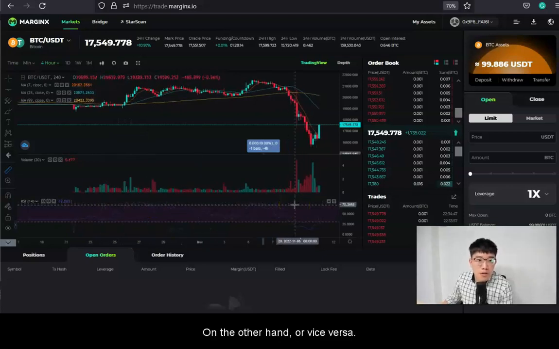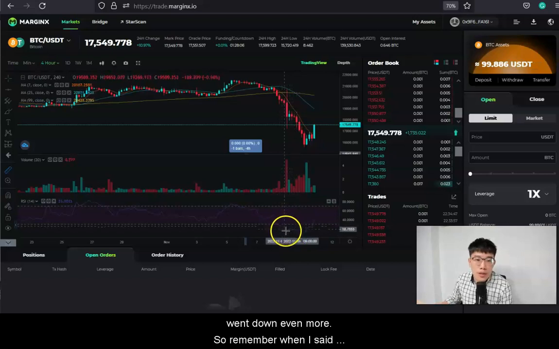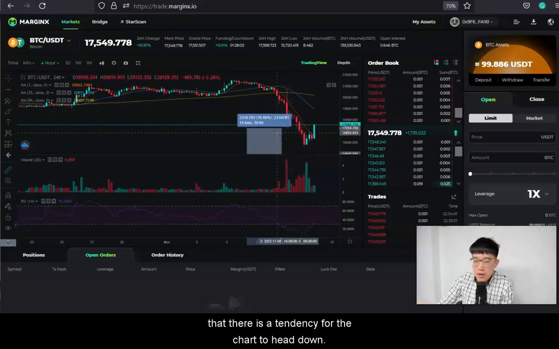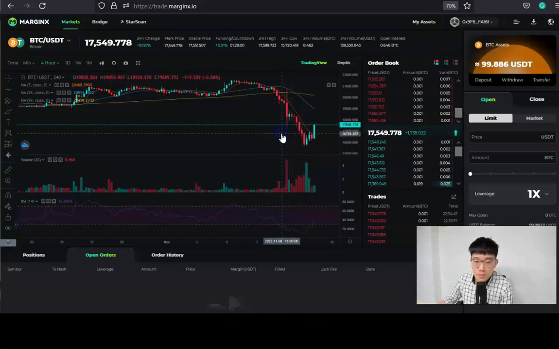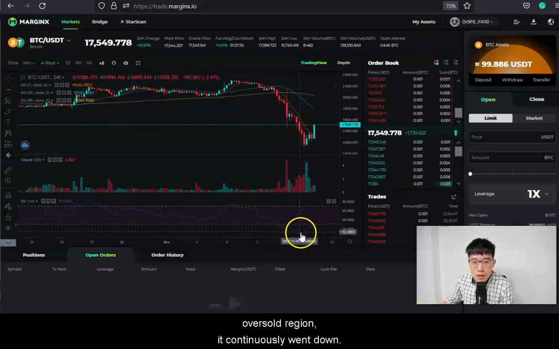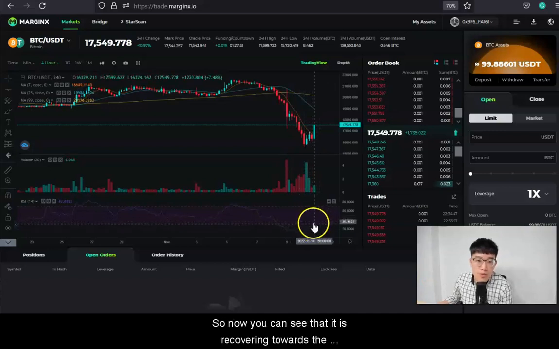Now on the other end, vice versa, when it's below the 30 mark, you actually see that the chart went down even more. So remember when I say there's a tendency for the chart to head down, that's what I imply. Even though it's in an oversold region, it continuously went down, even deeper in the oversold region. Now you can see that it's recovering into the normal range.